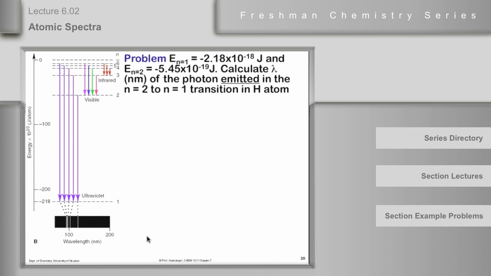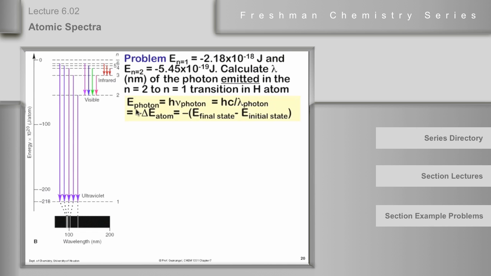All right, so here's a problem. For the energy of the n equal to 1 level of a hydrogen atom, the energy is negative 2.18 times 10 to the minus 18 joules. And the n equal to 2 level, the first excited state, this is the ground state, first excited state, is minus 5.45 times 10 to the negative 19 joule. Calculate lambda in nanometers of the photon emitted when the transition is n equal to 2 to n equal to 1.